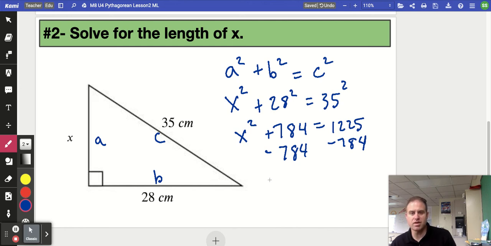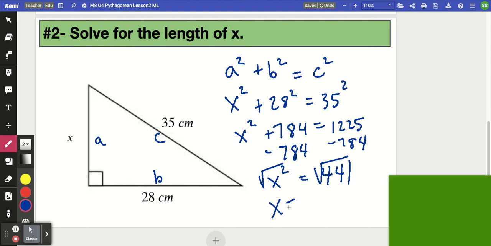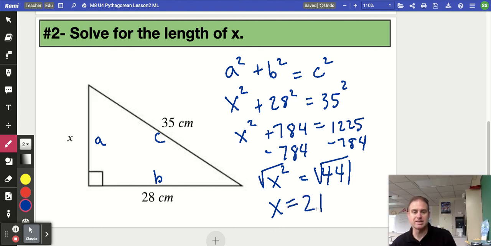So we are left with x squared equals 441. We're going to square root both sides, and we're going to end up with x equals 21. Now, since we're in a real scenario and we're looking at distance, we're only going to give the positive answer here. So x is equal to 21 centimeters.